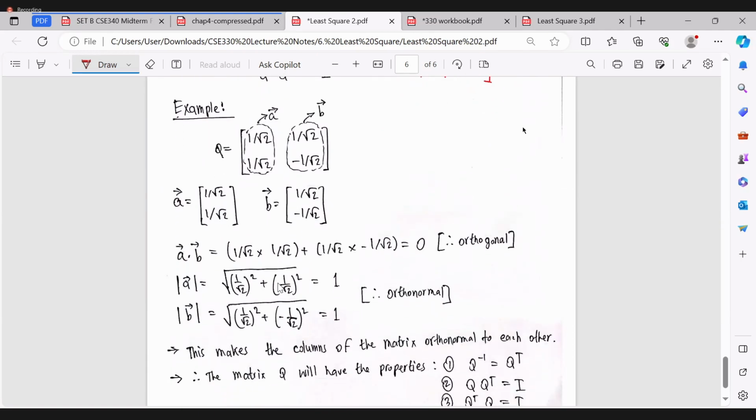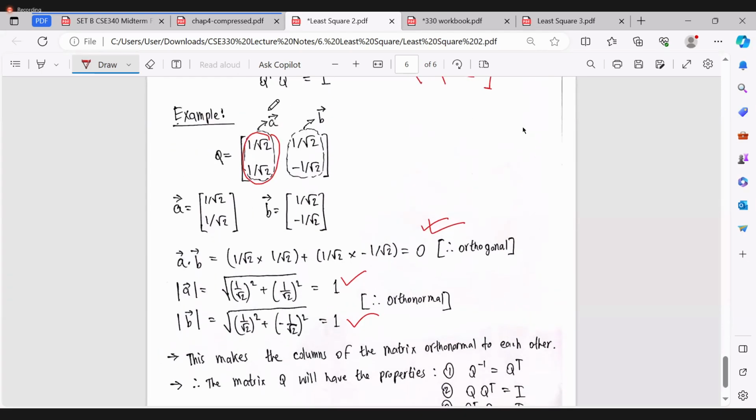So there is a matrix. This is a square matrix. There are 2 column vectors. The first column vector we name A, and the second column vector we name B. If we multiply them together, that means we find the dot product, we get 0 back. That means they're orthogonal to each other. And if you find their magnitudes, you see both of their magnitudes are 1. So this is an orthonormal set. Since the column vectors are orthonormal to each other, Q is an orthonormal matrix.